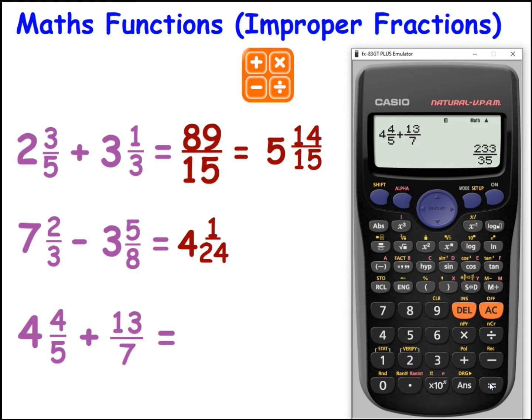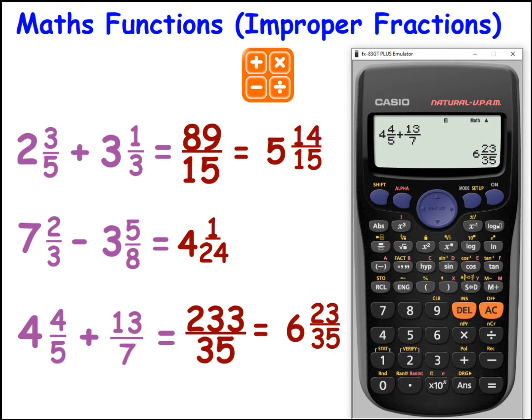Press equals and we end up with our improper fraction answer of 233 over 35. But by pressing Shift SD, we can turn it into our mixed number, which is 6 and 23 over 35. And that's how you do mixed number calculations on your calculator.